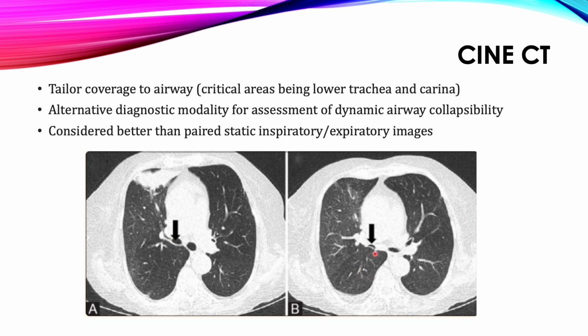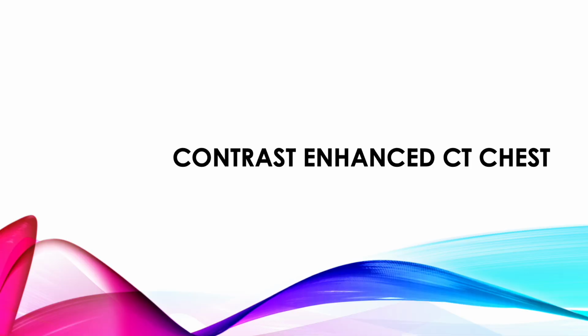Here you can see that the right main bronchus is collapsing more than 50%, suggesting bronchomalacia. This is the inspiratory phase, and the expiratory phase. A cine CT is not a static image, it's actually a moving image, but these are the screenshots. So it's better than pairing a static inspiratory expiratory image. We can use a cine CT.